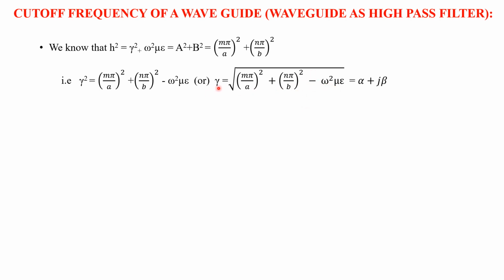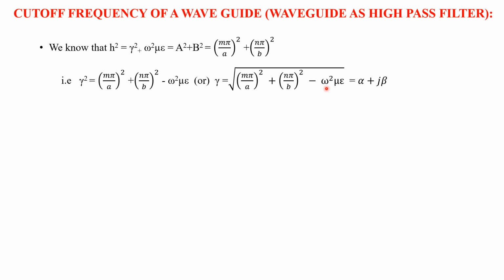We know gamma is nothing but the propagation constant. We know the propagation constant is a sum of the attenuation constant and the phase shift constant. That is, we can simply represent the propagation constant gamma as alpha plus j beta, where alpha is the attenuation constant and beta is the phase shift constant. Here observe, alpha is the real part and beta is the imaginary part. Comparing alpha plus j beta to this expression, (m pi by a) whole square plus (n pi by b) whole square becomes the real part and omega square mu epsilon becomes the imaginary part. Here omega square relates to frequency.